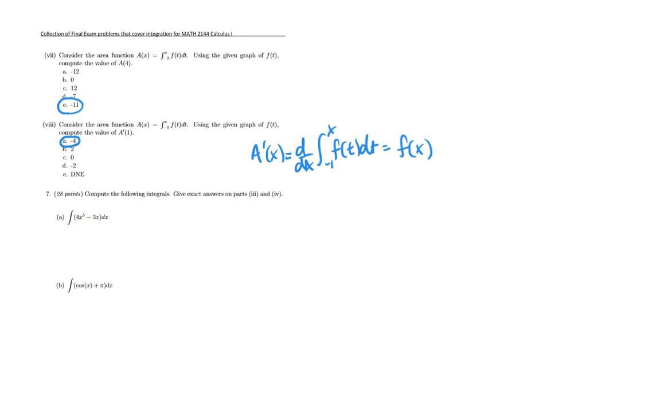Next says compute the following integrals. So if I want to compute an antiderivative of that, I will end up with x to the 6th, and then I'll have 4 over 6 minus 3/2 x squared plus c. For the next one, an antiderivative of cosine is sine of x plus, and I'll have pi times x plus c.